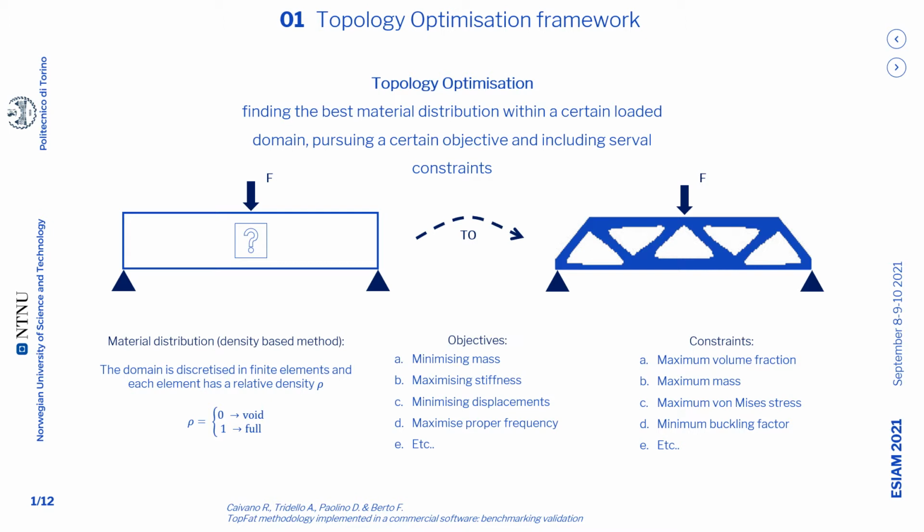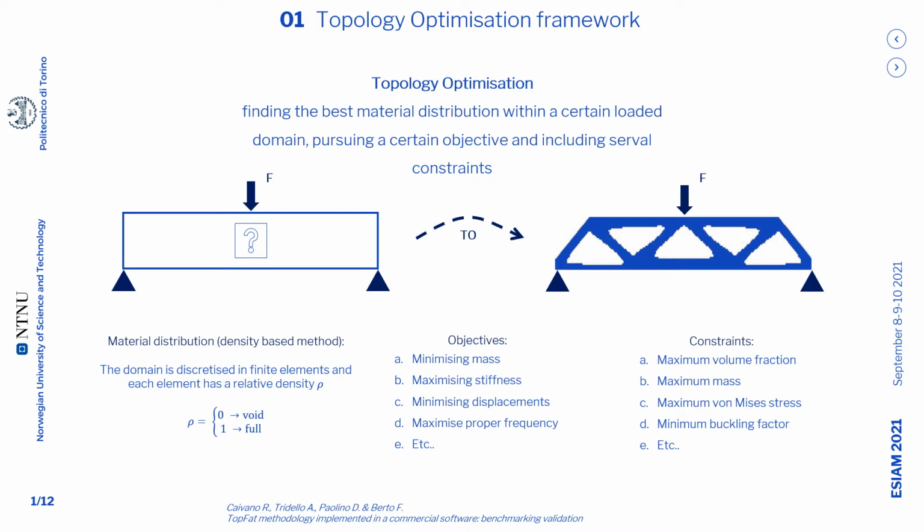In this method, the domain is discretized in finite elements, and each element has its own relative density, called ρ. The relative density is 0 if the element can be considered as void material, whereas it is 1 if the element can be considered as full material. In the end of the optimization, the ρ equal to 1 zones will define the final topology.